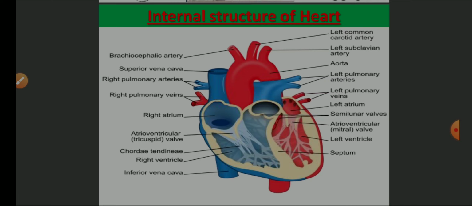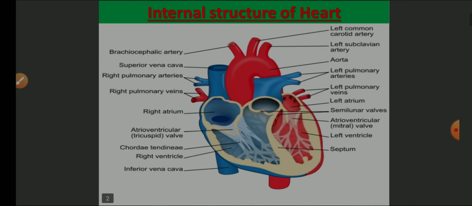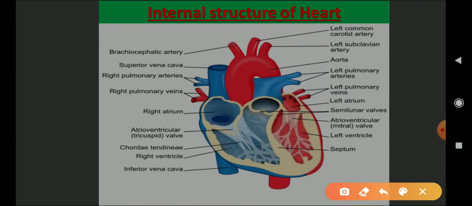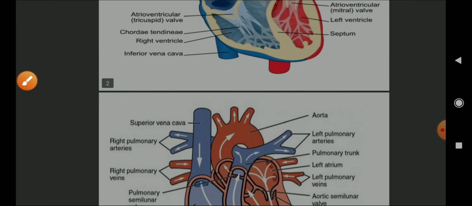In the internal structure of the heart, you don't need to know everything here. For example, the brachiocephalic artery, common carotid artery and subclavian artery are not in your syllabus. They are in grade 11. So we are going to stick to your syllabus and study the internal structure of the heart. Let us see another diagram.